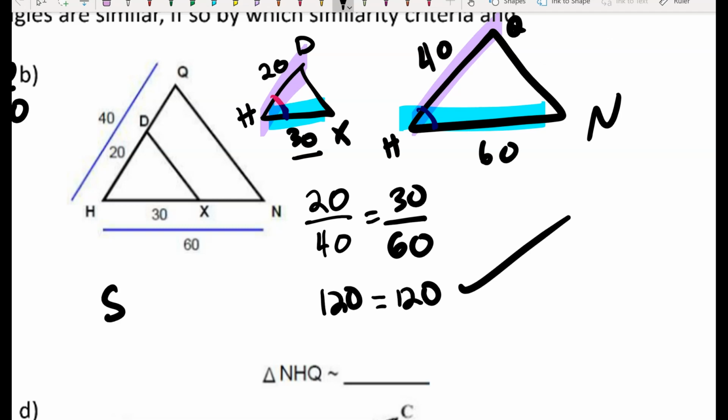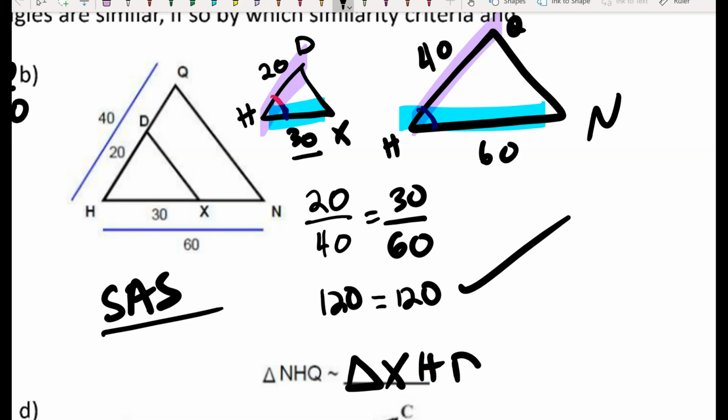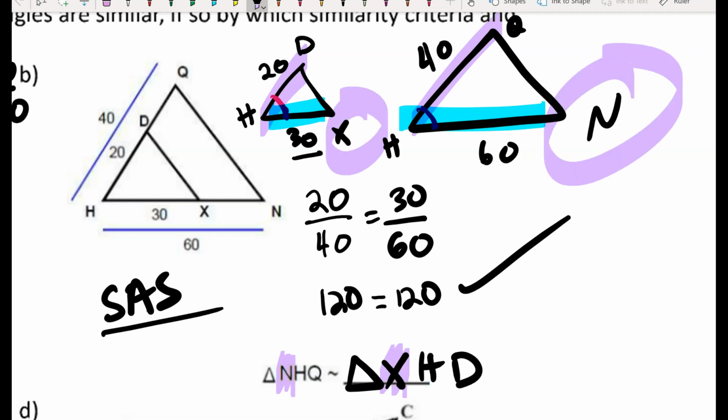So by the side angle side similarity criteria, I can say triangle NHQ is similar to triangle XHD. Now be careful with the order of the letters there. Notice that X is the first letter there, and N is the first letter there. The reason I do that is because N and X are my corresponding vertices. You could see that in the picture as well. And I know H should correspond to H because that angle is the same, and Q should correspond to D as well. So just be careful about the order of the letters there.